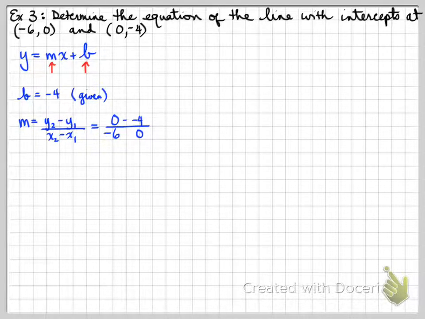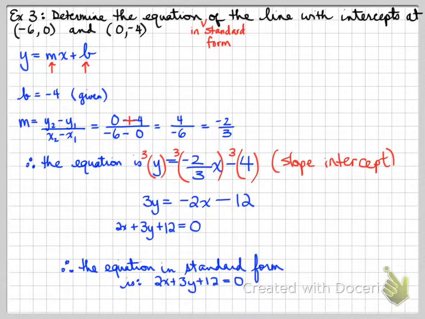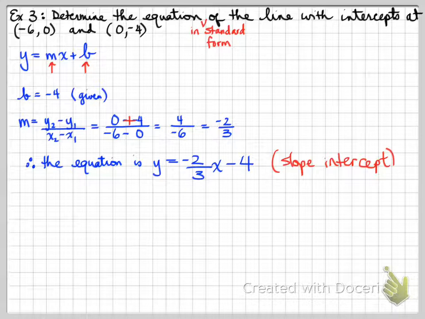Well, what is 0 minus negative 4? That will turn into 0 plus 4, which turns into just 4. On the bottom, you have negative 6 minus 0, which turns into negative 6. So 4 over negative 6 results in negative 2 over 3, and that is our slope. So our equation is going to be y equals negative 2/3 x minus 4, and that's known as slope-intercept form.